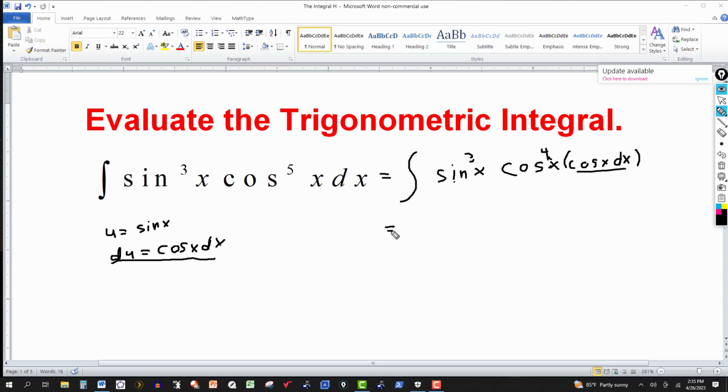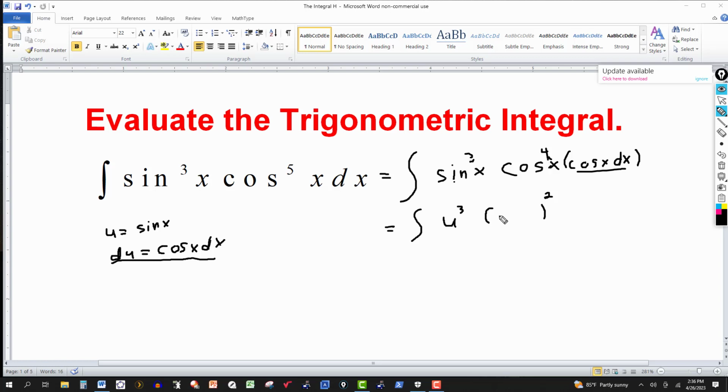So let's just do this gradually here. This is the integral then. And here I have sine cubed x, but sine of x is u, so this can be replaced by u to the third. And then cosine to the fourth x, that could be replaced by, let's do it this way. So I could put cosine squared here and then square it. Cosine squared of x in the parentheses and then square it. That gives me cosine to the fourth.